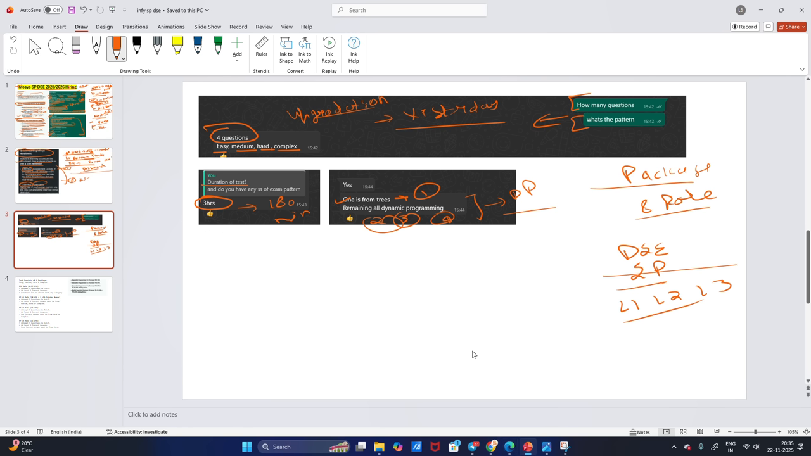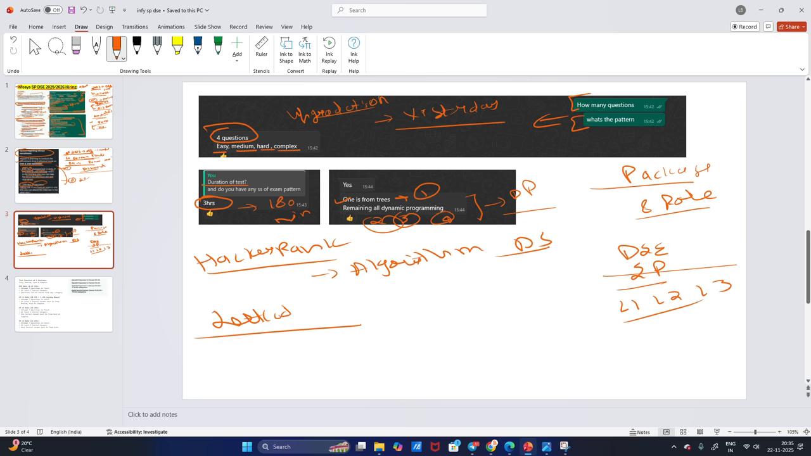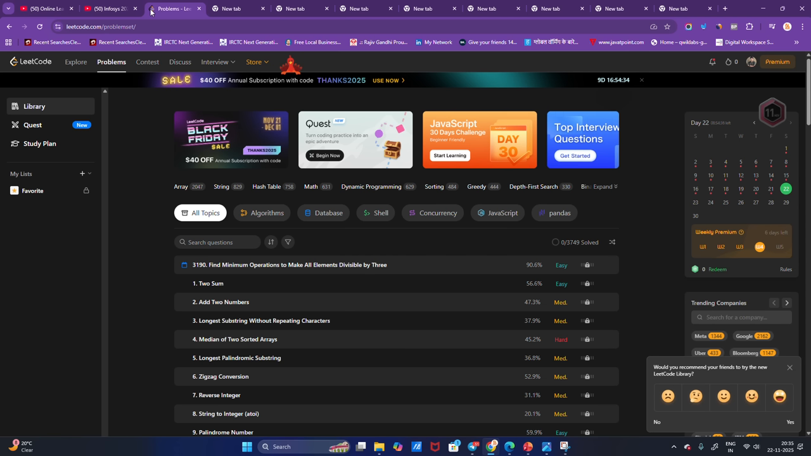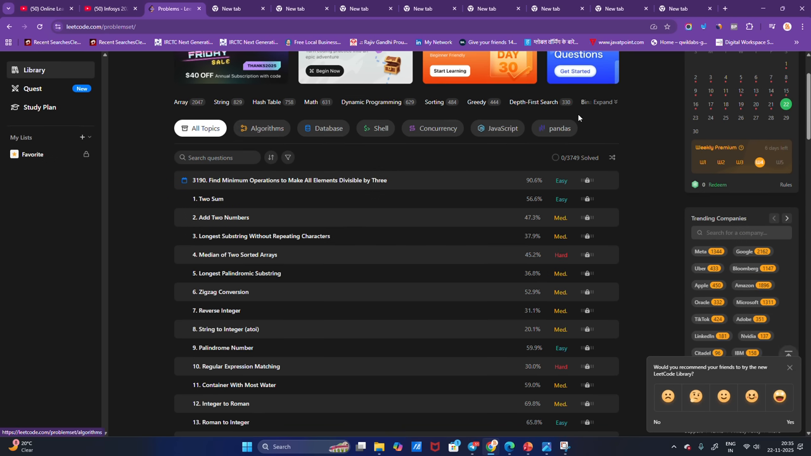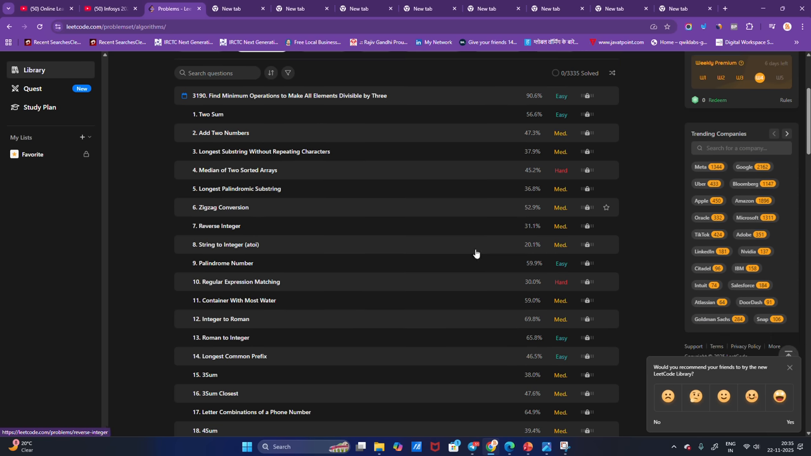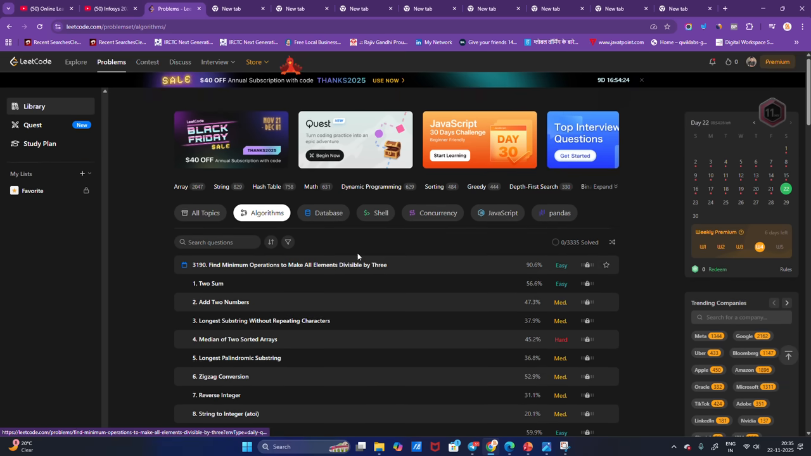So how to prepare for the opportunity? Suppose you are at very beginner level, so you can start from HackerRank, okay, like you can practice the algorithm section, data structure sections that are most important. And if you are practicing on a daily basis, you can move forward to LeetCode or Codeforces. You can directly go to LeetCode where you will find the problem section in which you can directly select the algorithm topic. In algorithm, multiple things will come, like medium, hard level questions, all topic questions related.